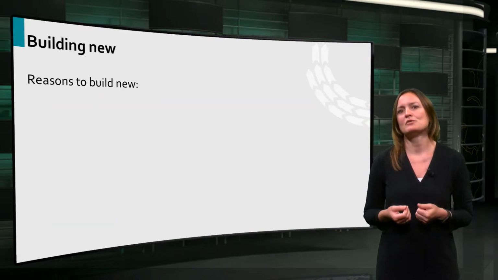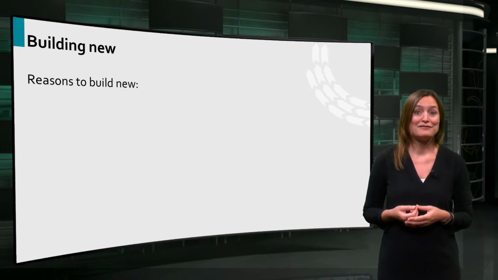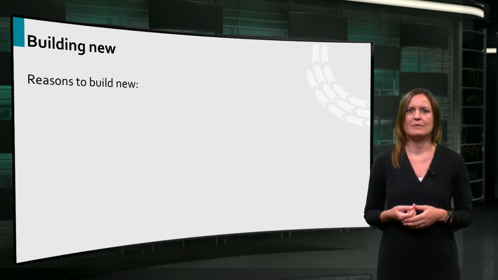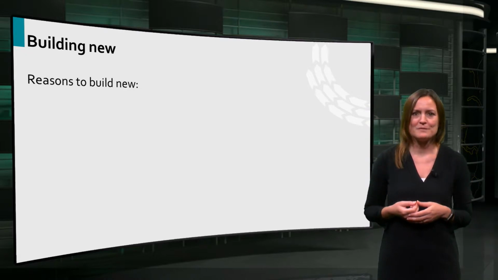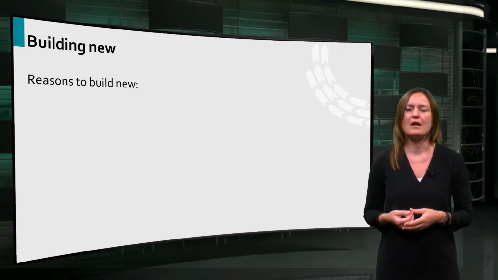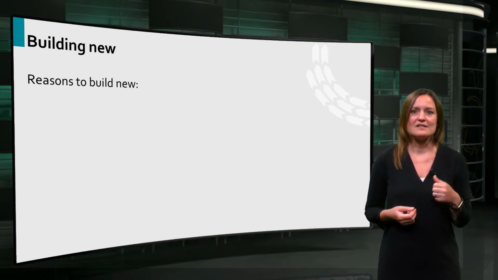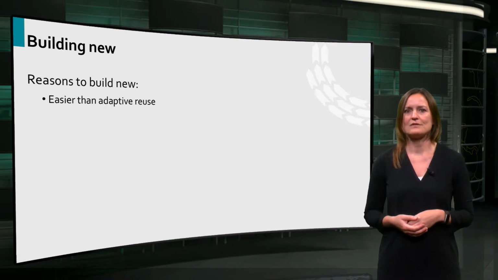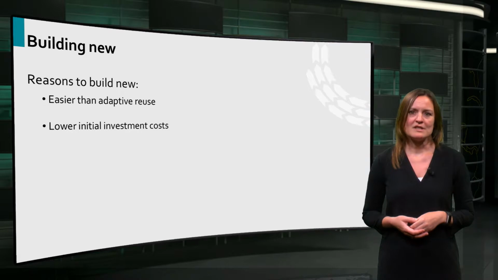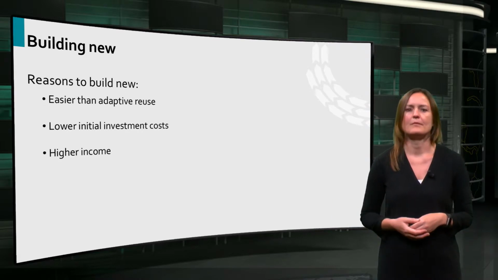Then why do we continue building new instead of using the buildings that we already have? Well, building owners and investors, developers, builders, governments, and end users choose new build instead of adaptation and adaptive reuse because new build is seen as easier than adaptive reuse, and the initial investment costs are assumed to be lower and the income higher.